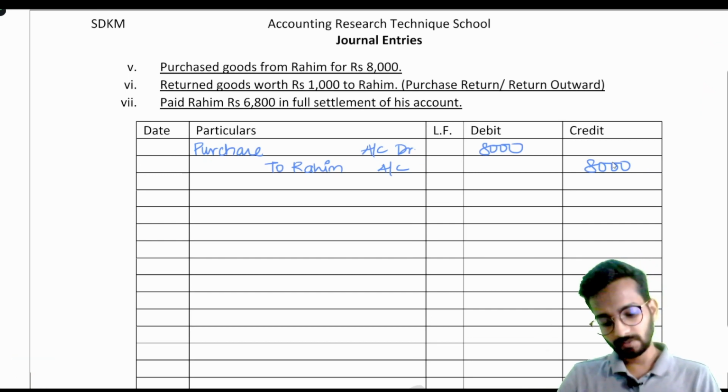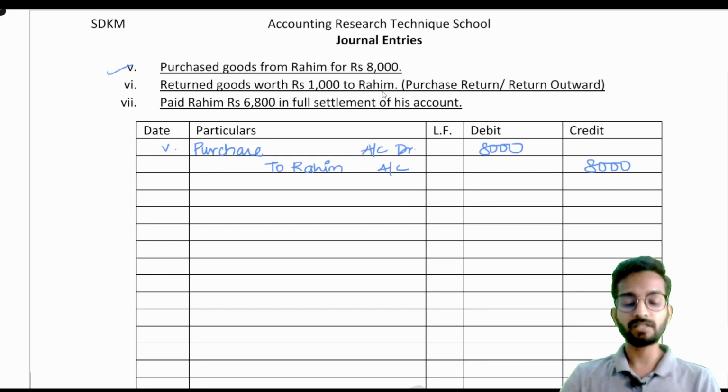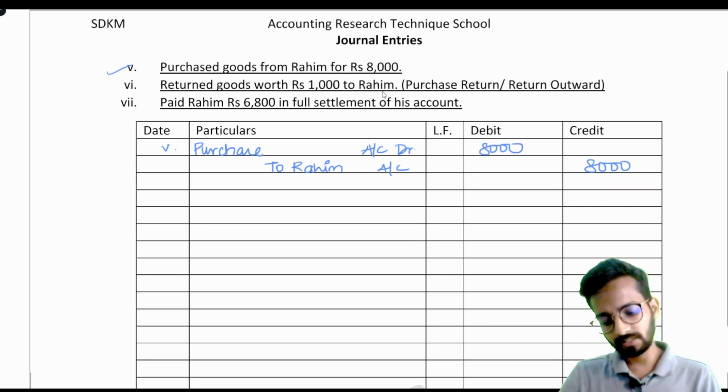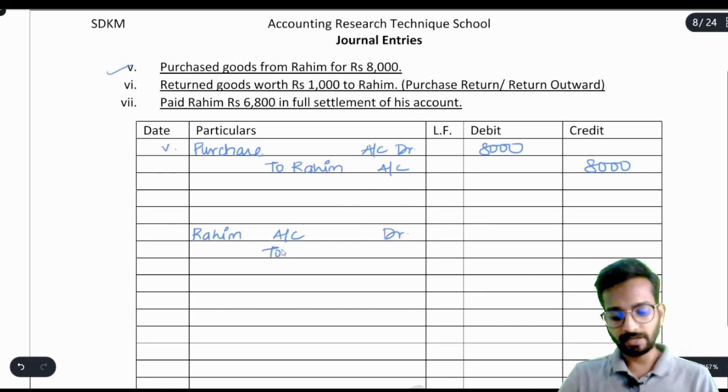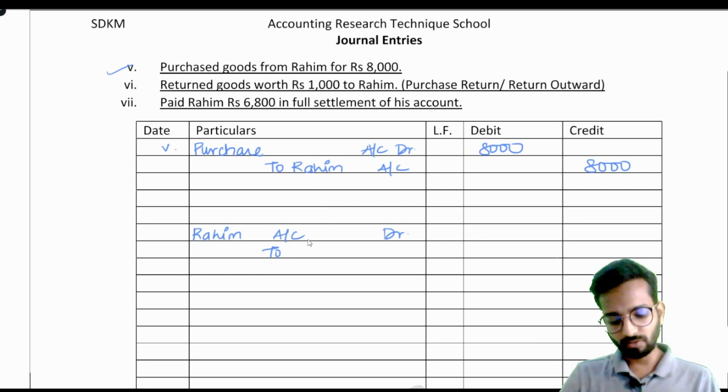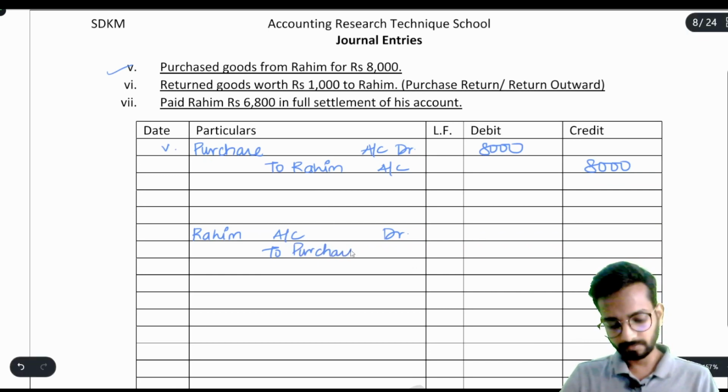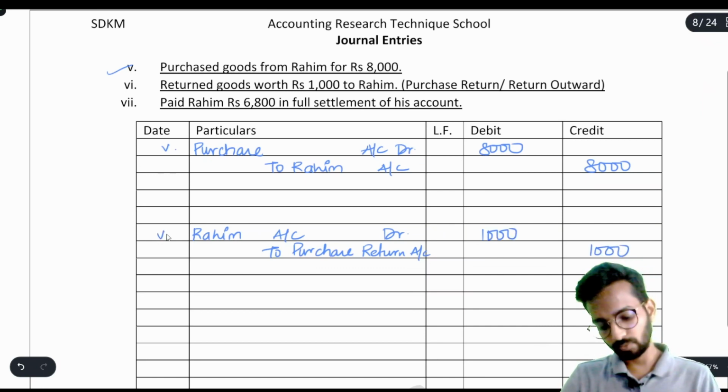Now, moving further, next part says, returned goods worth rupees 1,000 to Rahim. It means, first I have purchased the goods. Now there are few goods which are defective, or I do not want those goods, or the packing is not proper. Whatever reason is there, I am returning those goods back to Rahim. So I will say Rahim account debit to purchase return account. How much is the amount? 1000 and 1000.